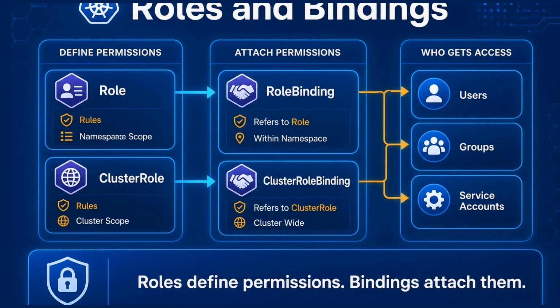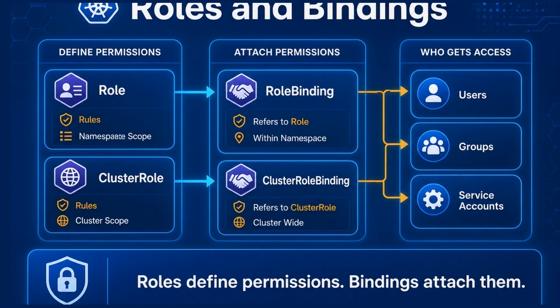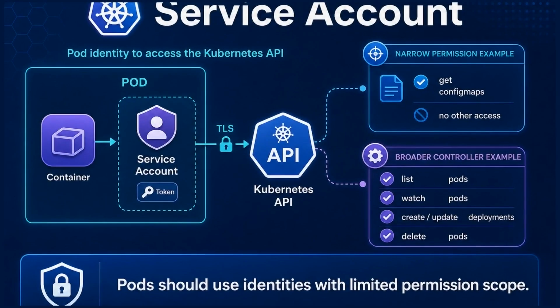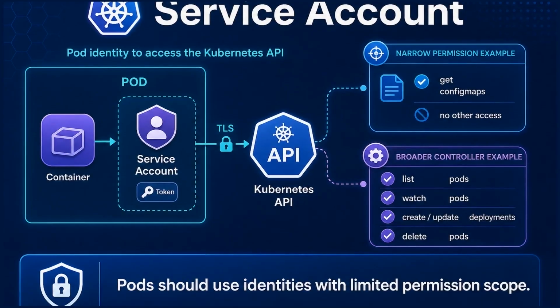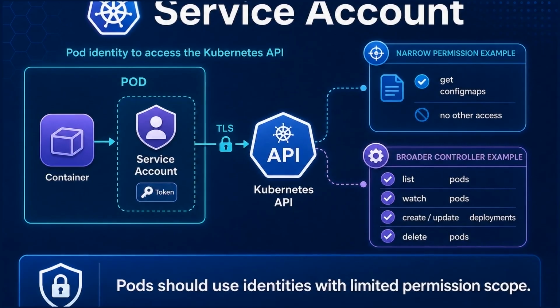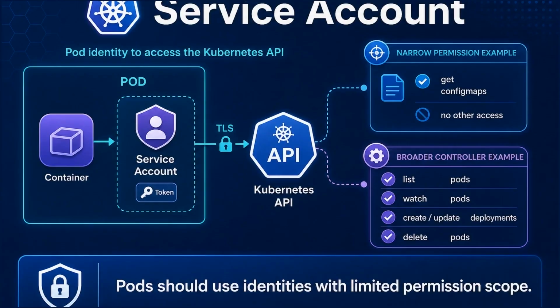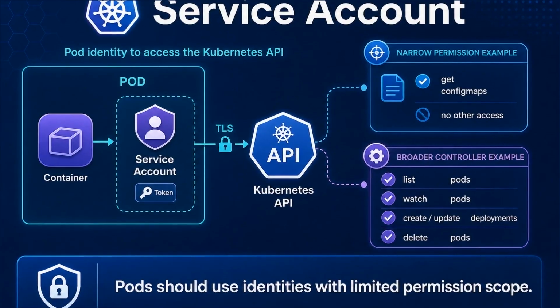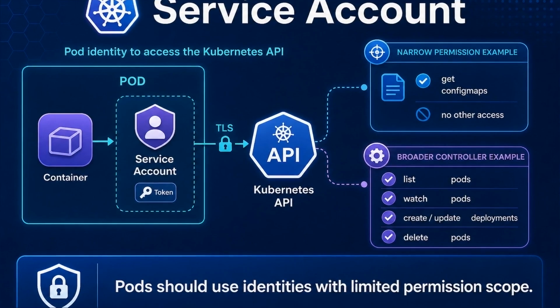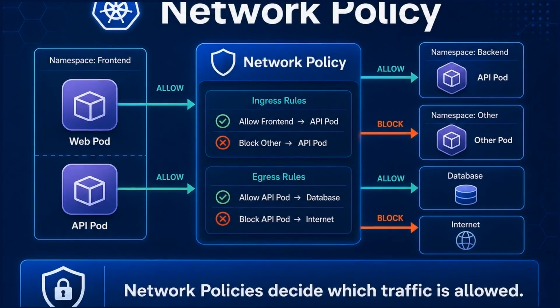Why do teams use RBAC? Because not every workload, engineer, or automation system should have broad cluster power. Permissions should be deliberate and narrow. A service account is the identity a pod can use when it talks to the Kubernetes API. That matters because workloads often need some API access, but they should not automatically get admin-level power. For example, one pod may only need to read config maps in its namespace. Another controller may need broader access across many objects. RBAC lets teams express that difference.